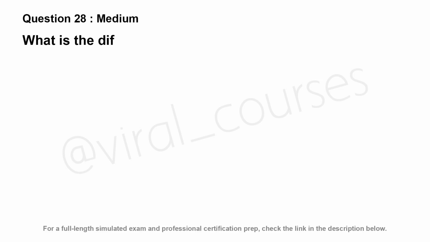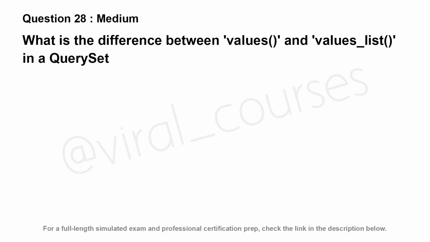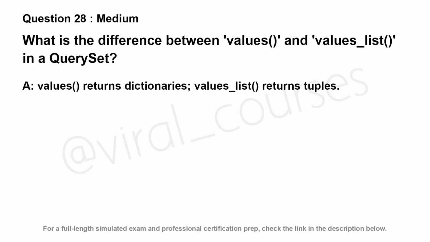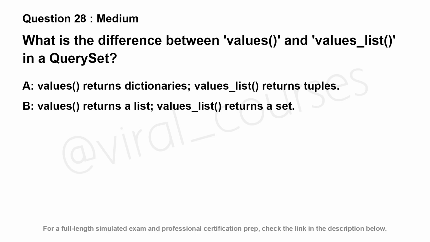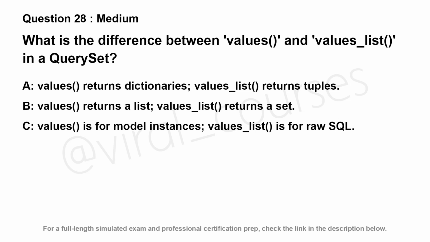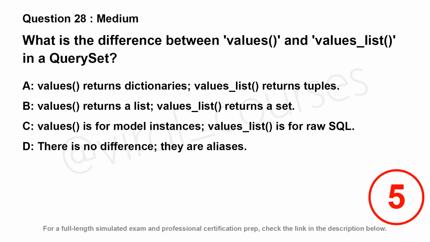What is the difference between values and values_list in a QuerySet? Option A. values returns dictionaries. values_list returns tuples. Option B. values returns a list. values_list returns a set. Option C. values is for model instances. values_list is for raw SQL. Option D. There is no difference. They are aliases.